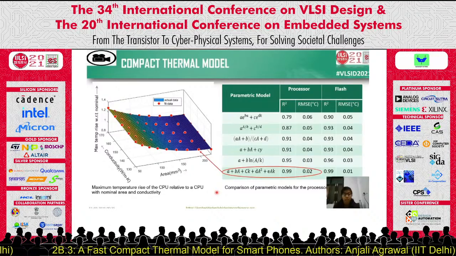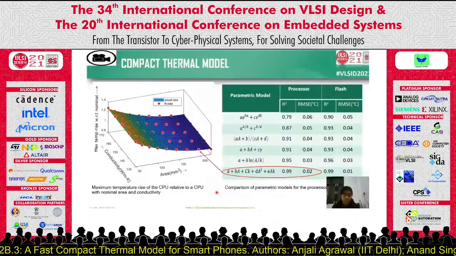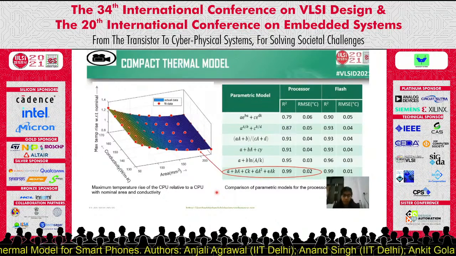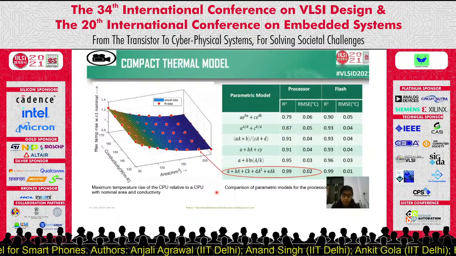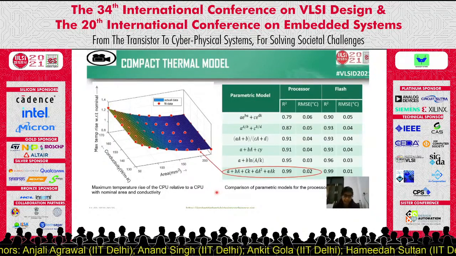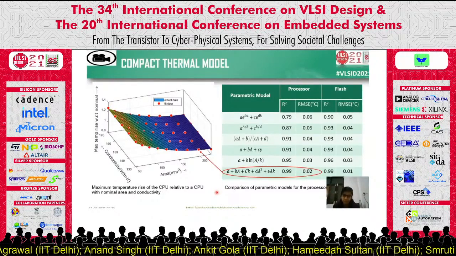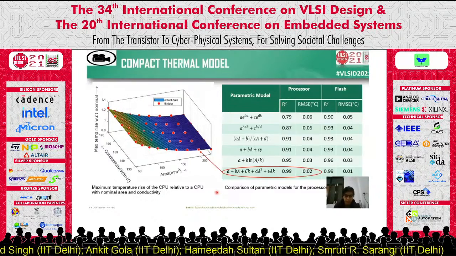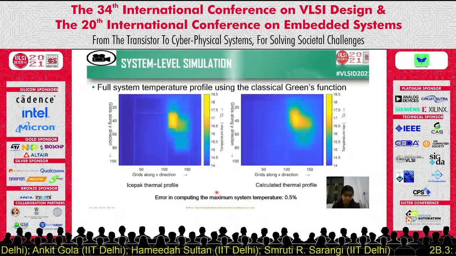So we have chosen the best possible case to model our CPU. On the left, it models the maximum temperature rise of the CPU with respect to nominal area and conductivity values. The area and conductivity values were varied in accordance with those in the literature.